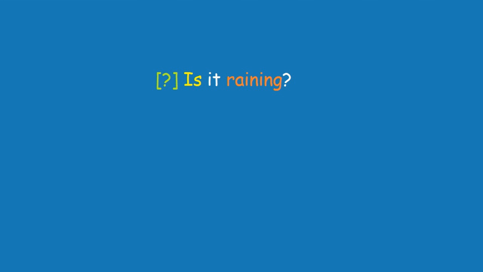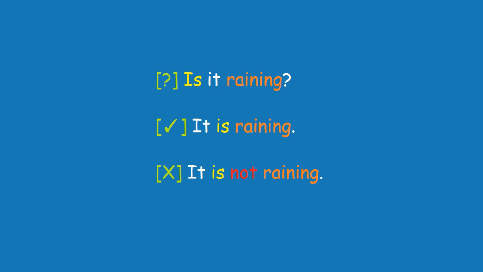Okay, now the negative form. And how do we go from the affirmative form to the negative form? Okay, this is how. We simply add one word, the word not. We place the word not between the auxiliary verb and the main verb. It is raining, affirmative. The negative, it is not raining. That's the negative form.